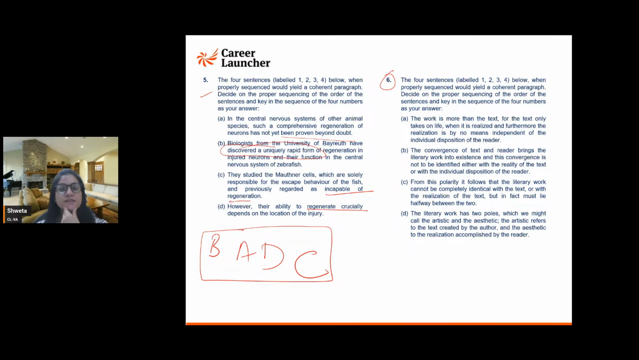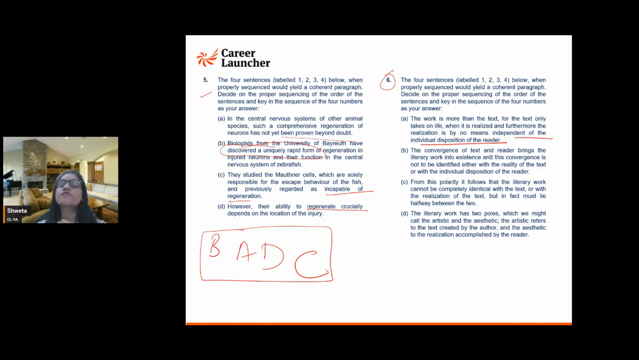The four sentences below are again not properly sequenced, need to figure out. The work is more than the text. For the text only takes on life when it is realized, and furthermore, the realization is by no means independent of the individual disposition of the reader.